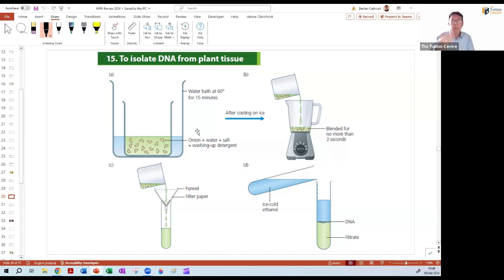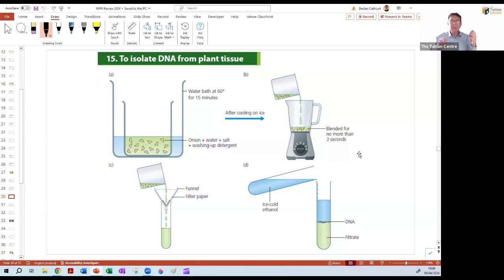Why are we doing this in the first place? To make sure that we finally break up those cell membranes and release the cell contents as much as possible. Okay, you're just trying to release the DNA from the cells. That's why you blend it.